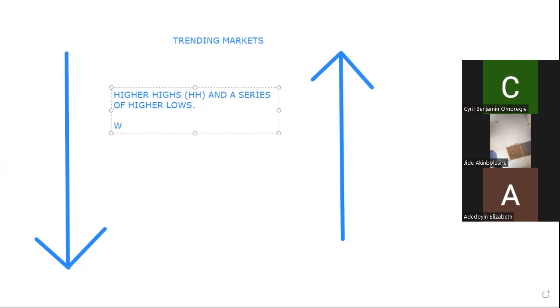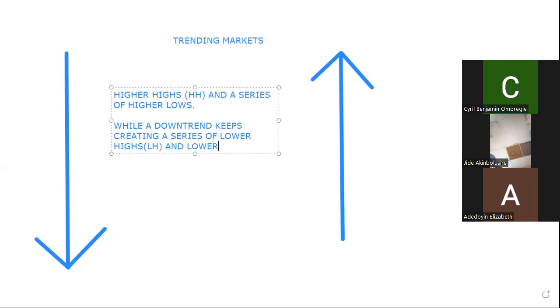While a downtrend keeps creating a series of lower highs and lower lows. Full stop.